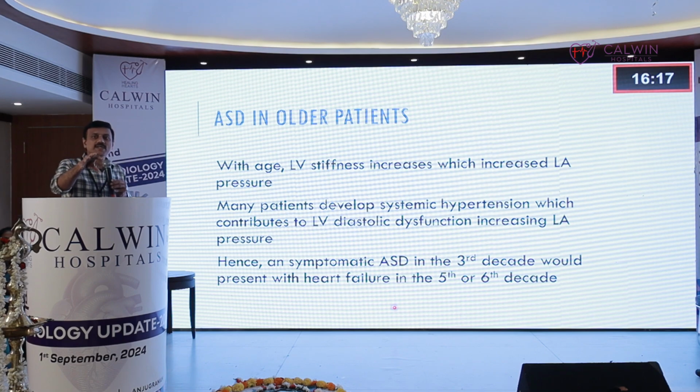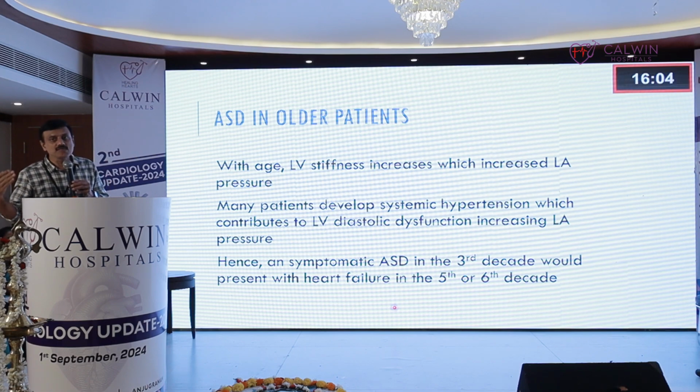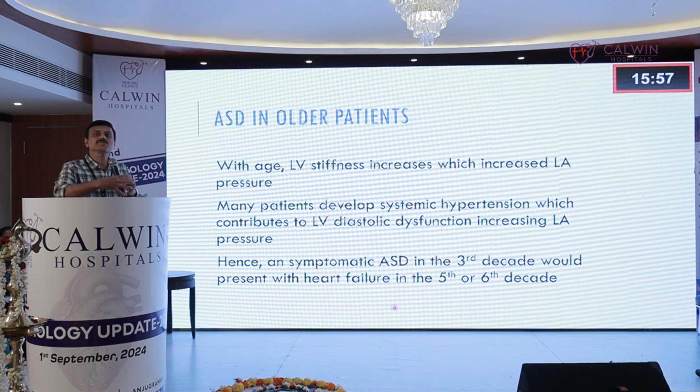A so-called moderate ASD at 30 years of age, which is shunting 1.5 or 2:1, will be shunting 2.5 to 3:1 at the age of 45 or 50, because of the increase in the LV diastolic pressure, because of the decrease in the LV compliance. So we cannot say just because it's a moderate ASD, just because the patient is asymptomatic at 25 years, that he is going to remain asymptomatic at the age of 55 or 60 years.